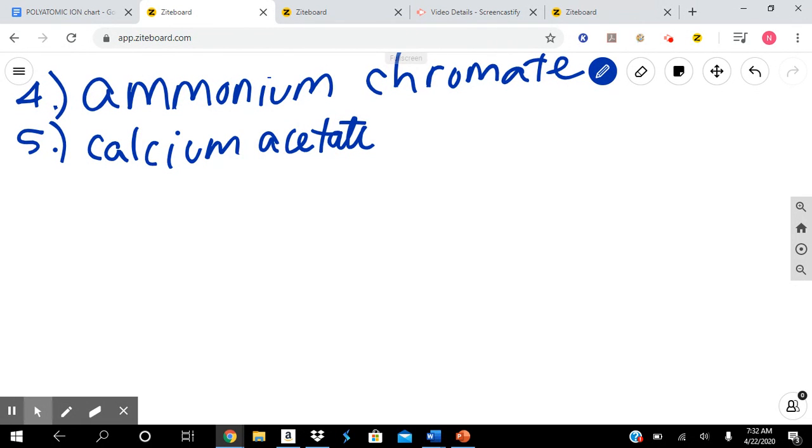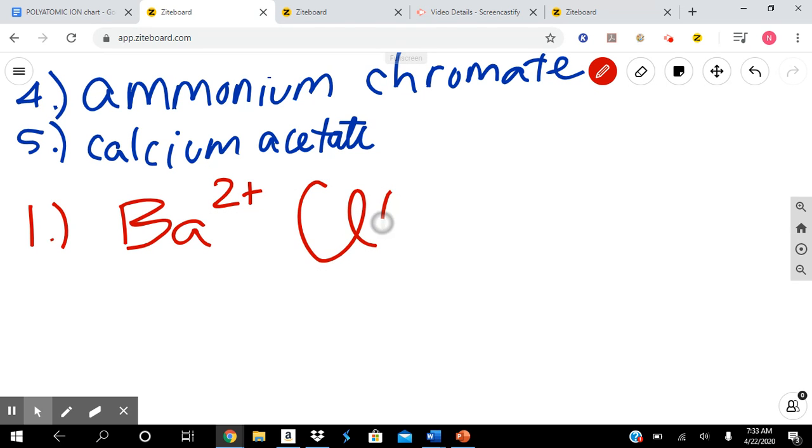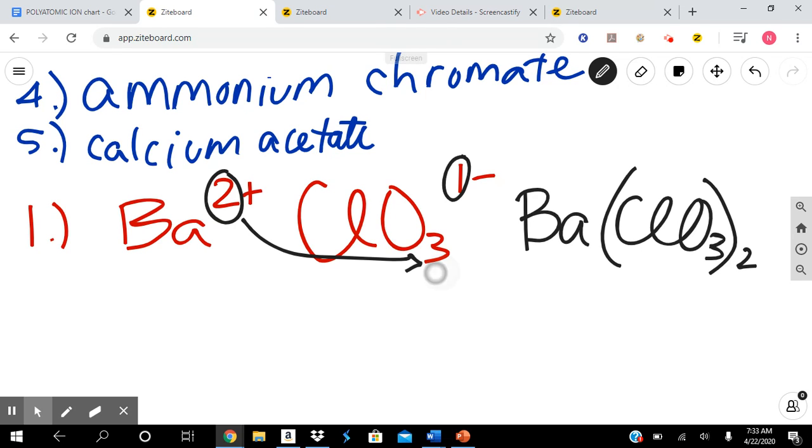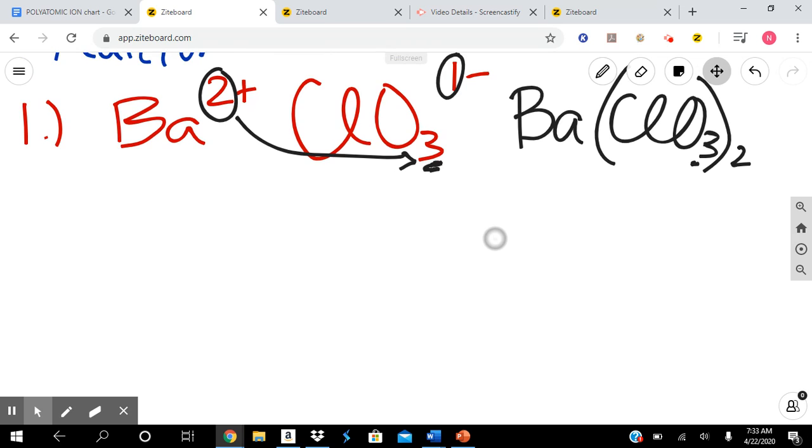Number 1 is barium chlorate. All right, so barium is Ba. It's in group 2. Chlorate is ClO3, 1 minus. I notice that my charges don't cancel, so I crisscross. I don't cross this 1. So I have Ba, polys get parentheses, and that charge of chlorate goes outside. Notice I don't change this 3. I have to include it inside the parentheses because it is part of chlorate.